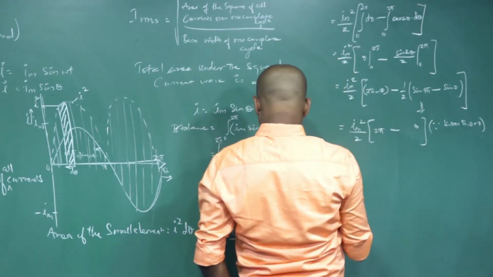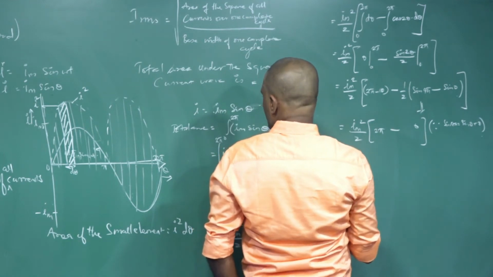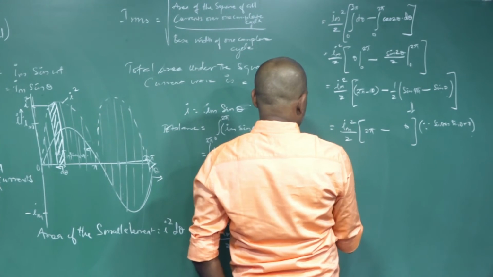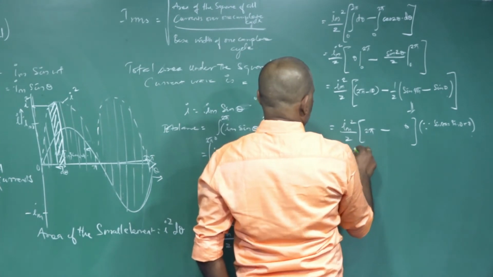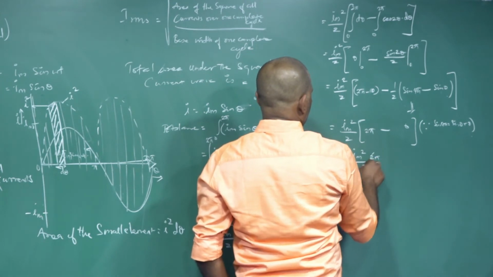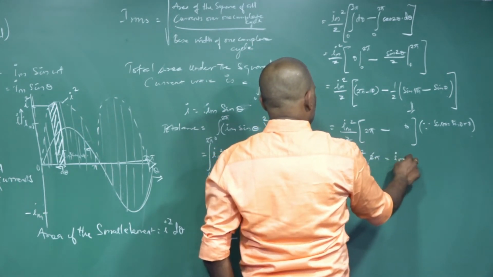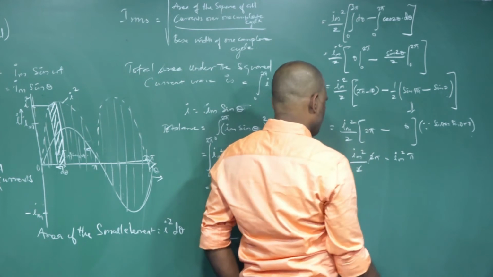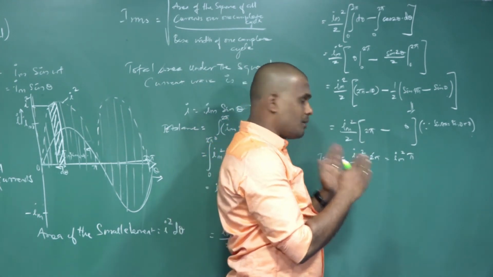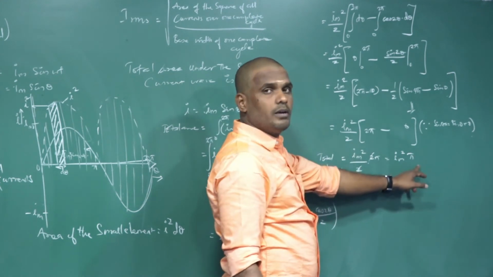So the value of the total area under the curve is Im square by 2 into 2 pi. This 2 gets cancelled out, and we will get Im square pi. This is the total area under the curve over one complete cycle, which is Im square pi.